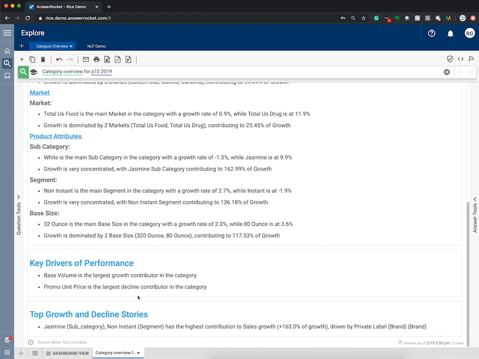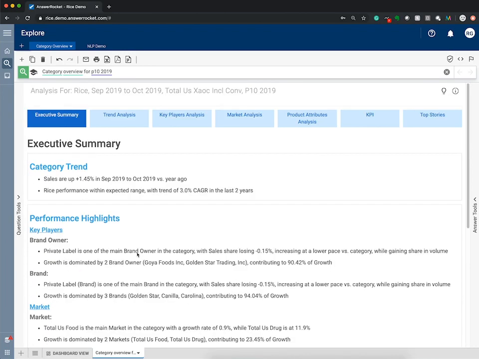Down here, looking at key drivers of performance, I can see that base volume is the largest growth contributor in the category, and that promo unit price is the largest decline contributor. Below that, looking at the different attributes, I can see that most of the sales growth in the rice category is being driven by jasmine, non-instant, private label as a brand, right? That's 163% of the overall category growth. So very quickly, I was able to understand what's really happening and what's driving the rice category forward.